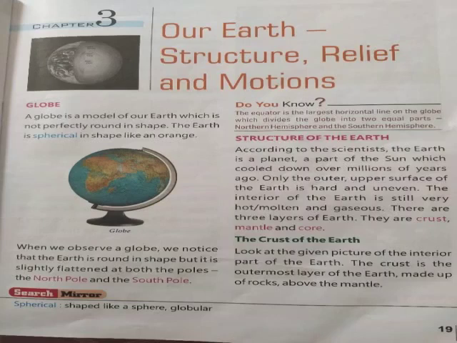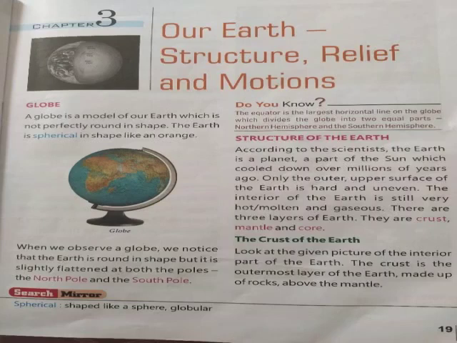What is a globe? A globe is a model of our earth. A globe can be said to be same like earth. How the earth looks like, the globe represents the same shape of earth. Our earth is spherical in shape like an orange, and it is slightly flattened at both the poles, the north pole and south pole.